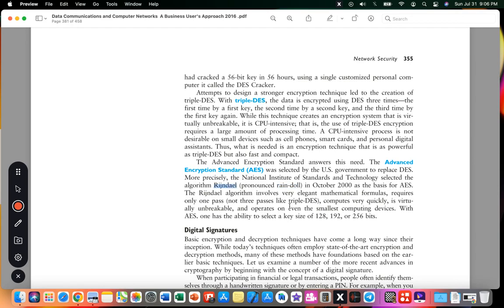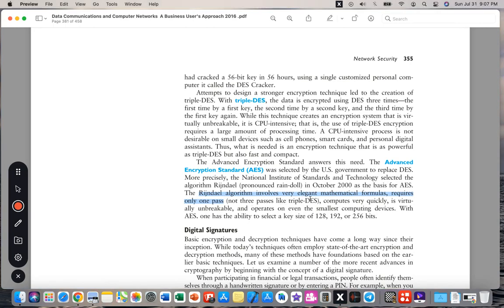In October 2000, as the basis of AES, the Rijndael algorithm involves very elegant mathematical formulas, requires only one pass, not 3 passes like Triple DES, computes very quickly, is virtually unbreakable, and operates on even the smallest computing devices. With AES, one has the ability to select a key of 128, 192, or even 256 bits.